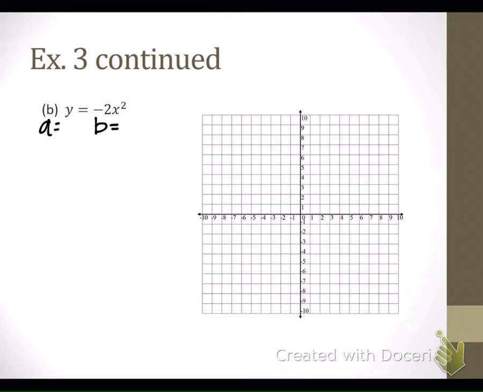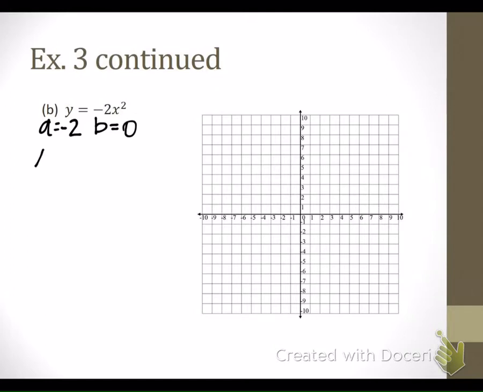Right, the coefficient of x squared is -2. So A is -2. What is B, Gavin? Do we have an x term? So then what would our B value be? There's nothing there. 0. Good.